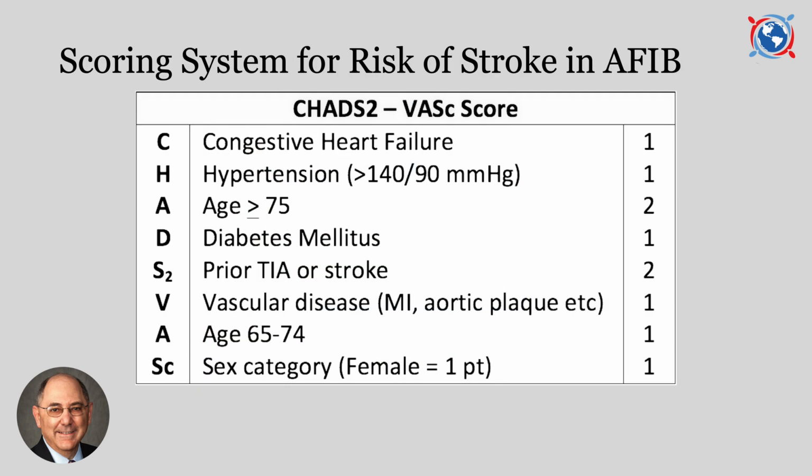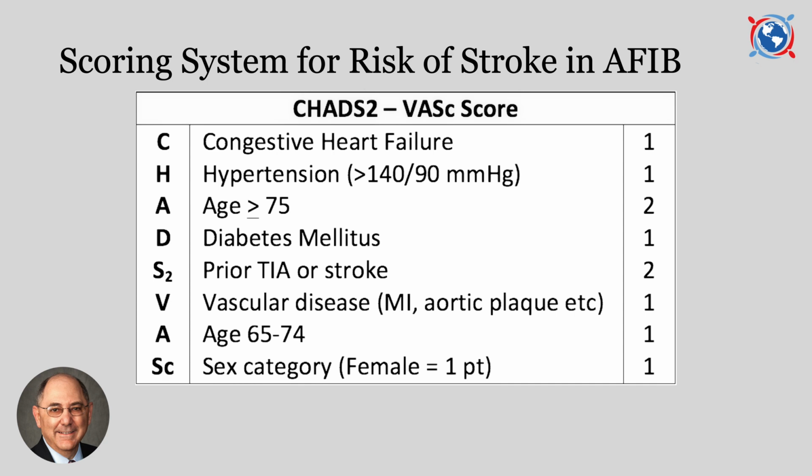Now, we have a scoring system that tells us how likely a person is to have a stroke if they develop atrial fibrillation. You may hear your healthcare provider refer to the CHADS-2 VASc score, and each of these letters actually stands for a certain phrase. So, for example, the C stands for congestive heart failure. The H stands for hypertension. The A stands for age greater than 75. The D for diabetes. S is for stroke, prior transient ischemic attack or stroke. The V is vascular heart disease, age 65 to 74. And then the sex category, females get 1 point.